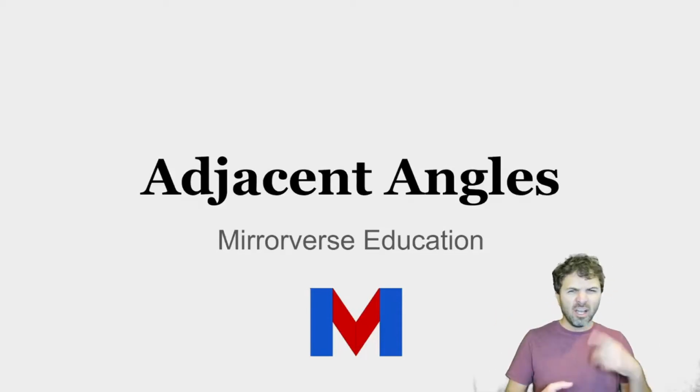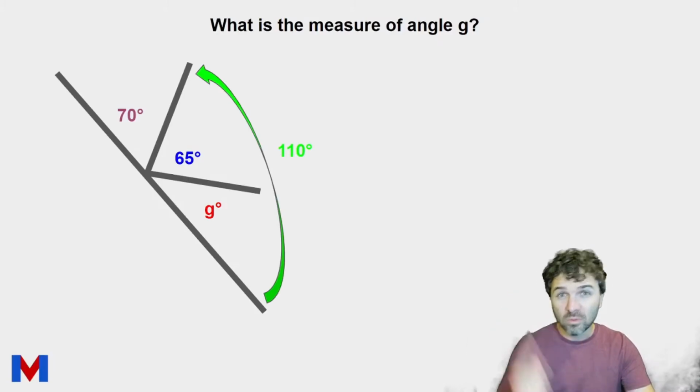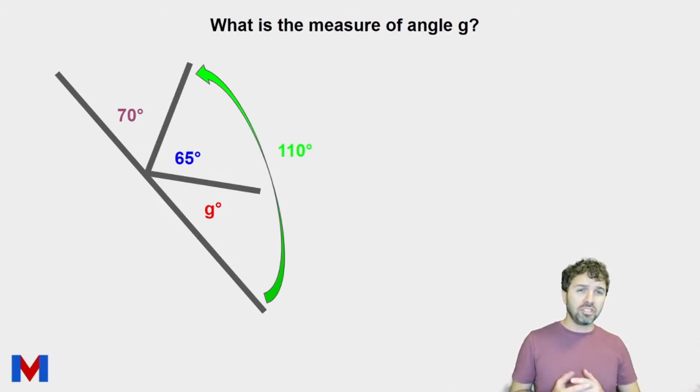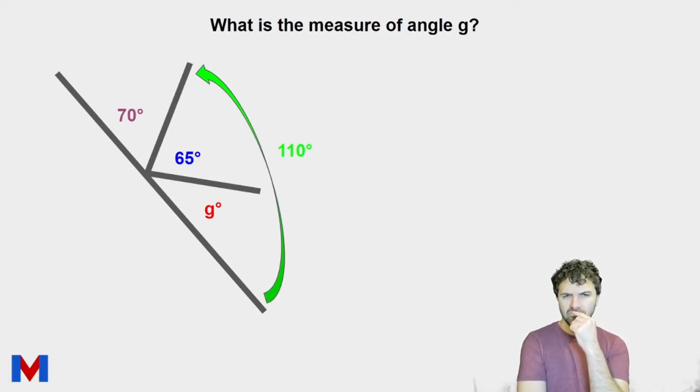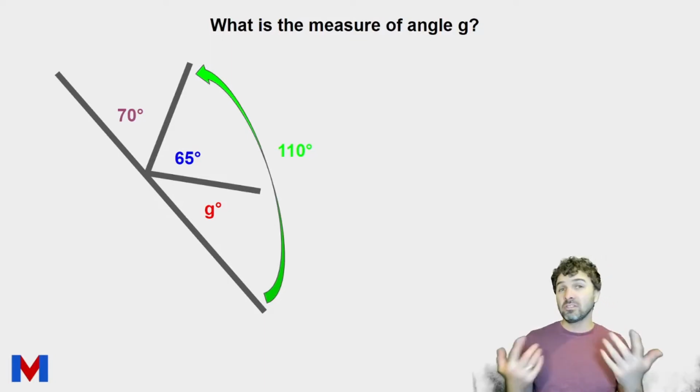Today, we're looking at adjacent angles. So, let's go. What is the measure of angle G? Well, let's use something called adjacent angles.